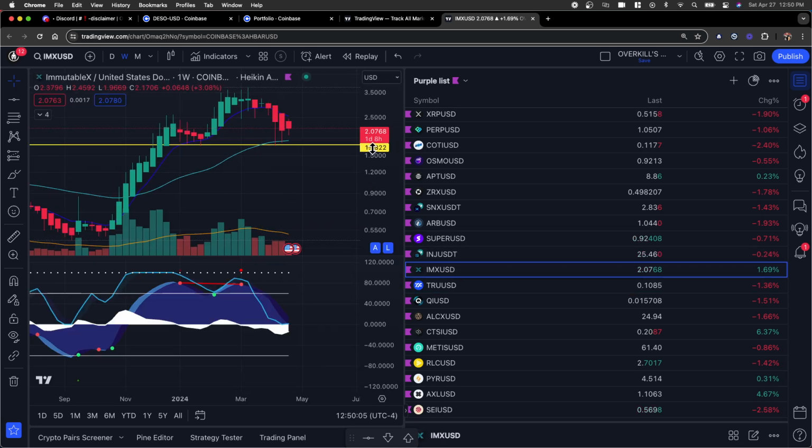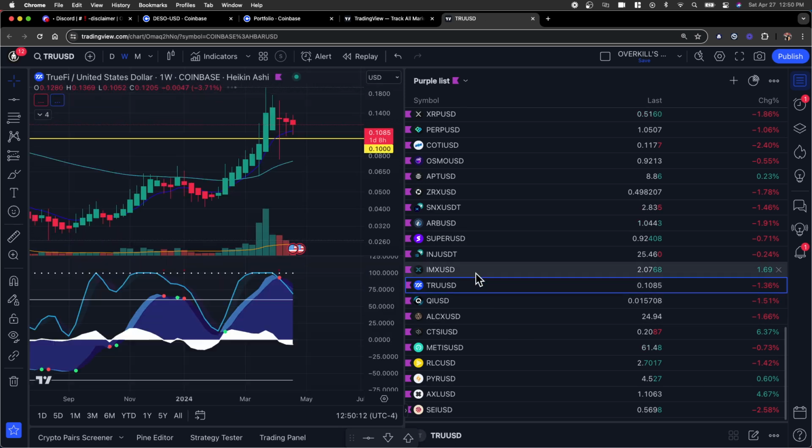Here's IMX, but GRT looks really good. IMX looks really good here too with a stop loss at 173. Stochastic is on the floor, so I'd be starting my position, and I'd be looking to add to it on the next green dot.